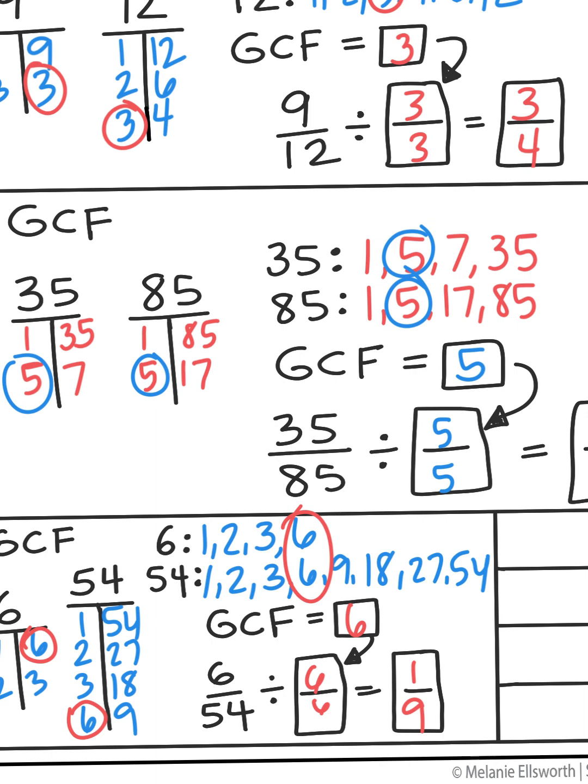Oh, I hit them all. I accidentally counted the top, though. I was looking at the wrong one. My greatest common factor for this one should be 6. So when you divide, it reduces to 1/9.